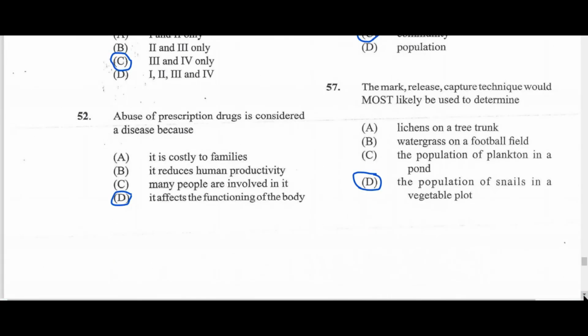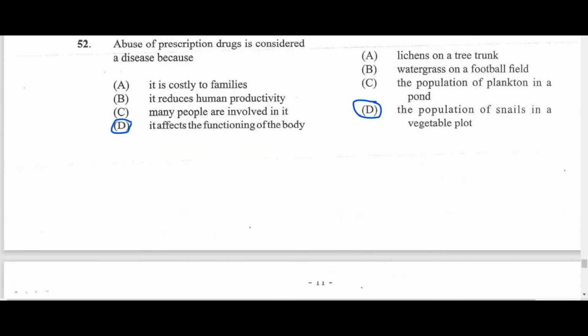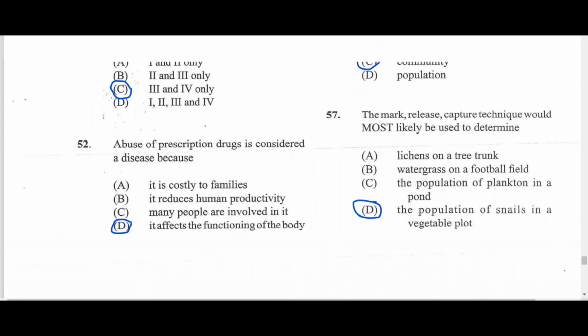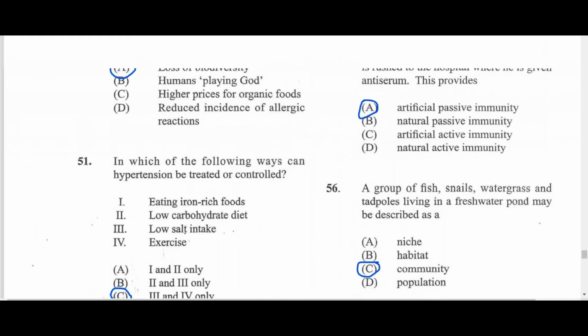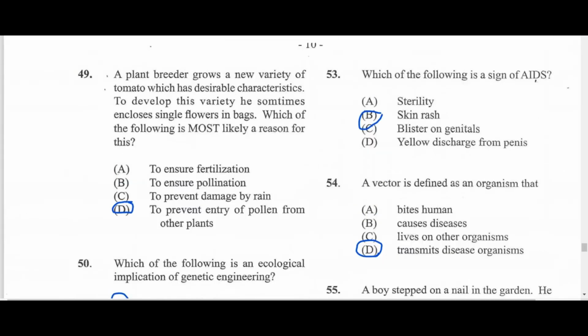52. Abuse of prescription drugs is considered a disease because it affects the functioning of the body. That which affects the normal functioning of the body is usually referred to as, of course, a disease, right? Because on a normal day, your body would be functioning normally. So if you look at any disease, it affects the functioning of the body.